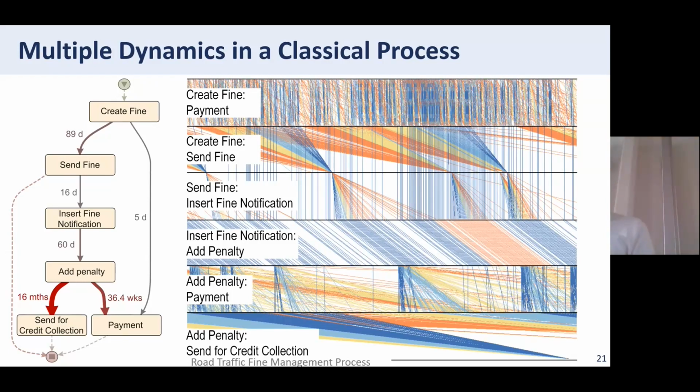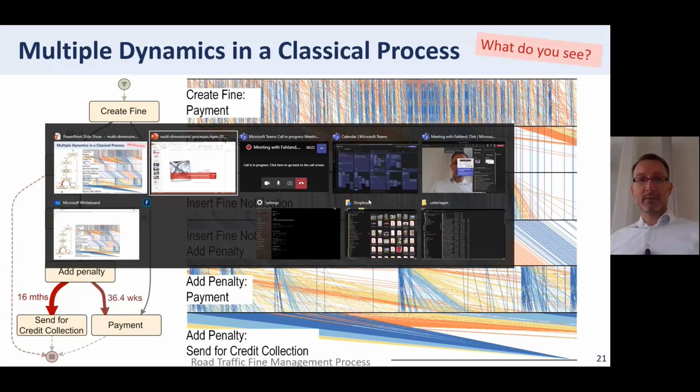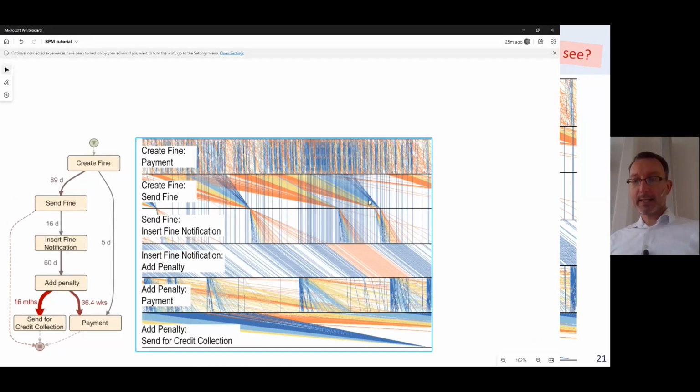Now comes the interactive part. What do you see here? What do you see in this picture? I'm going to switch to a whiteboard. I'm going to highlight and annotate what you say.